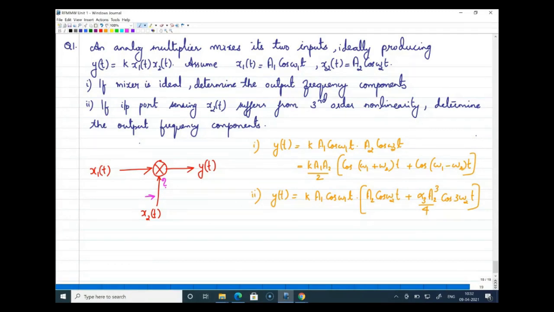But you've written alpha 3 a2 cube by 4 cos 3 omega 2 t, but that came because we had a summation of the two input terms. Here we do not have the summation. All right. So when I consider nonlinearity here in one port, what I should do is I have alpha 1 x of t and alpha 3 x cube of t. This is what I have considered just now, not y of t. For this port, I have taken alpha 1 into x of t plus alpha 3 into x cube t. That is what I have taken.